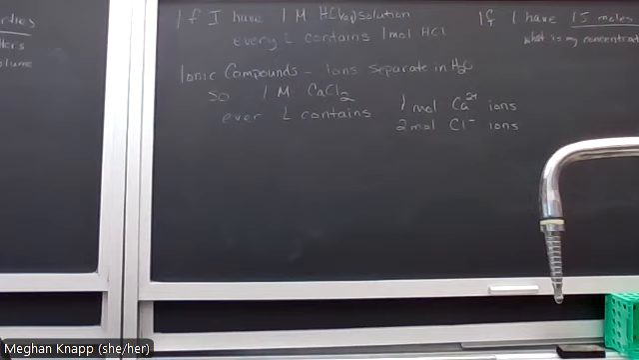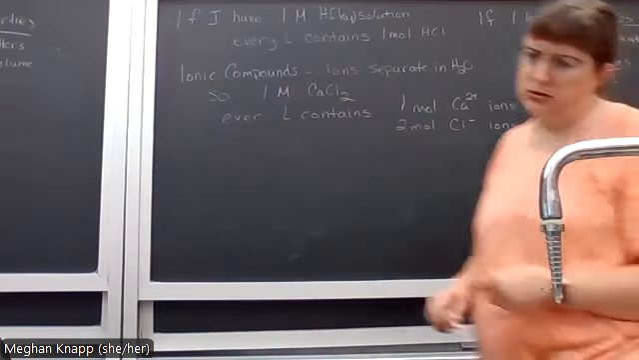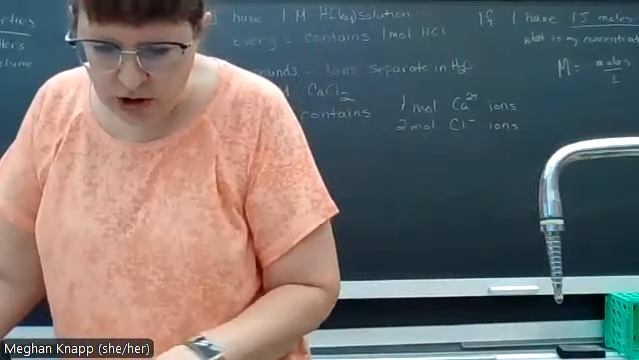Okay, so 6 liters of solution. Okay, so what are we going to do? Our formula is molarity is moles per liter. This isn't hard, so we just look for the moles. 15 moles divided by 6 liters. And that works out to 2.5.